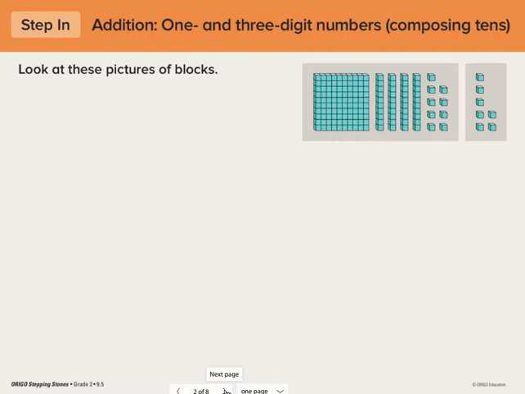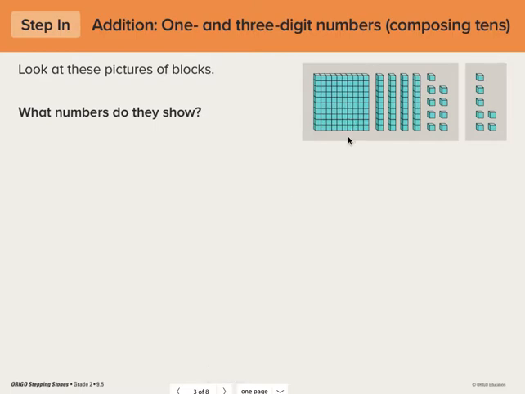Look at these pictures of blocks, okay? Take a minute to look at the picture, maybe add them up. What numbers do they show? Okay, time to figure out what numbers they represent.